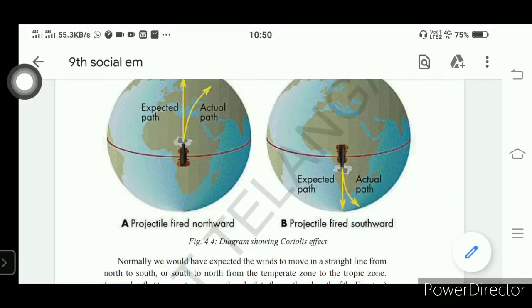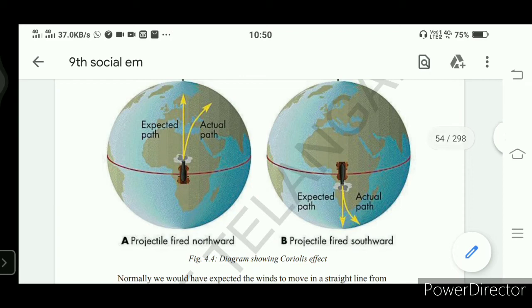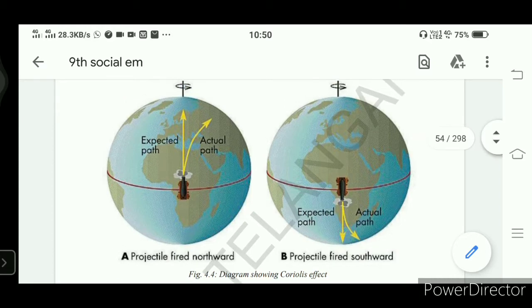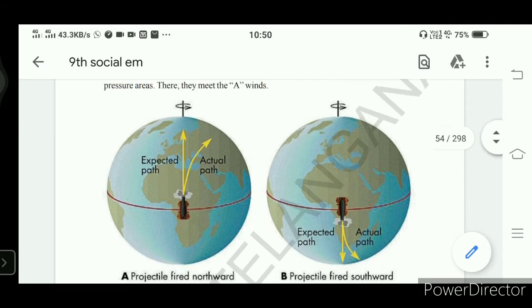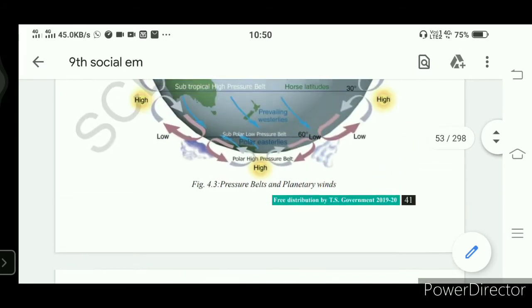Saying here that due to the Coriolis effect, the winds bend towards the right side in the northern hemisphere and the left side in the southern hemisphere. So in this way, we see that the atmosphere, which is surrounding the earth on all sides, circulates the winds.